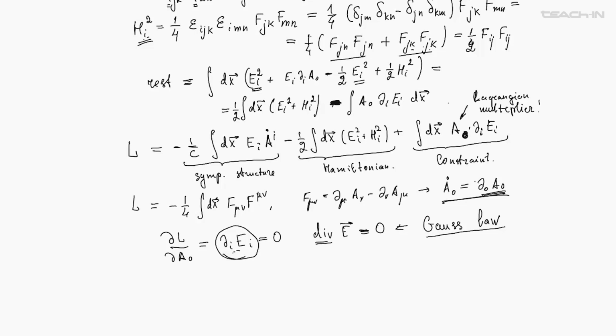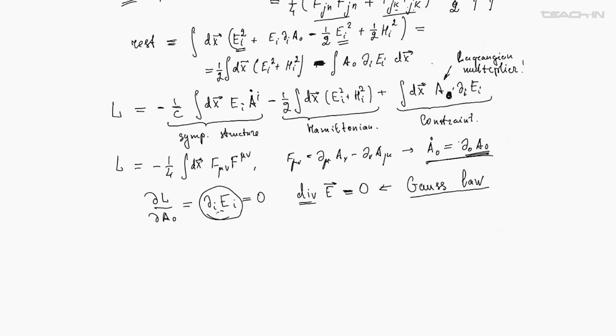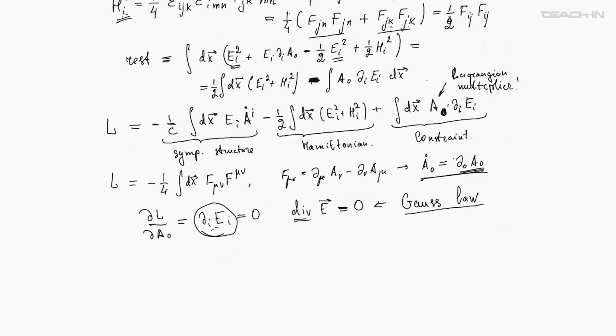Now, I'm sorry. Could you please remind why the derivative of the Lagrangian with respect to a0 must be equal to 0?